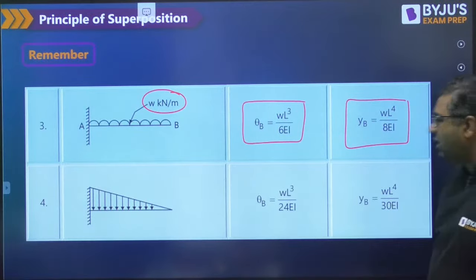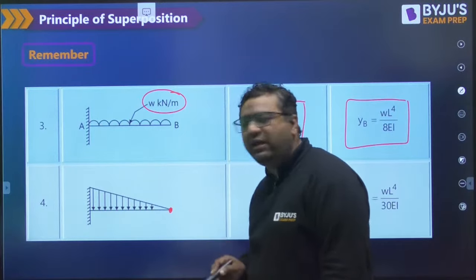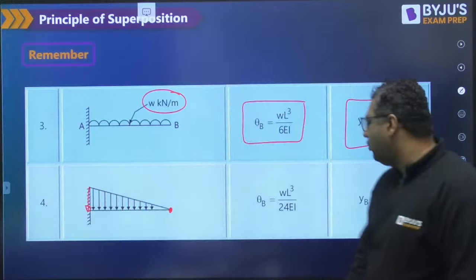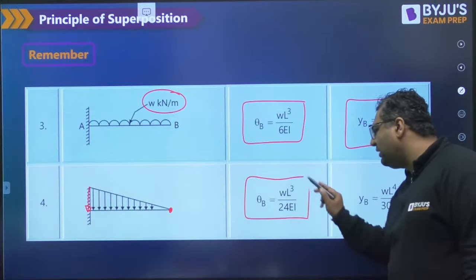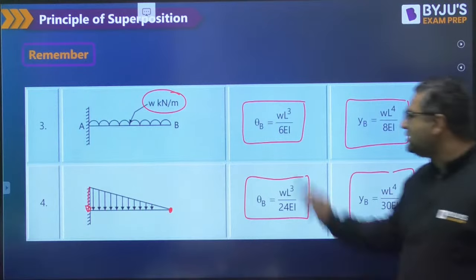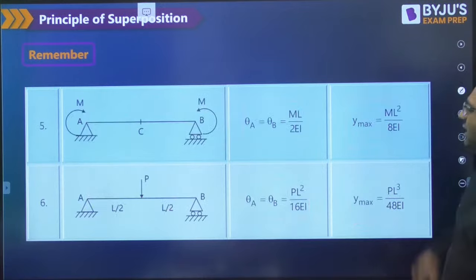Similarly, if we have a UVL with zero load at the free end and W load at the fixed end, the formulas are WL cube by 24EI for the slope and WL to the power 4 by 30EI for the deflection. You just need to remember these coefficients, then you will be able to answer very easily.